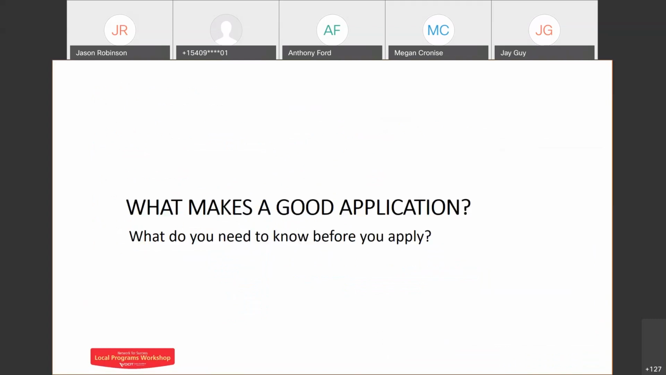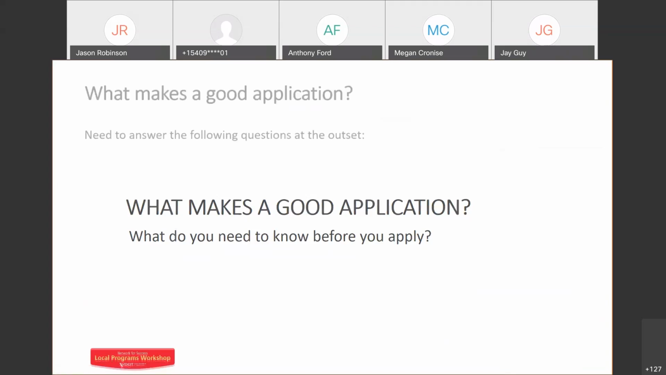What makes a good application? So what do you need to know before you actually apply for project funding? I'll go ahead and post those poll results up, and it looks like we've got a pretty solid across the board. Everybody's going to attempt moving forward to use many, if not all, of these different strategies that we've shared throughout the day, and obviously that's what we feel makes good applications and gives you a strategic advantage to get funds. So building on that, what makes a good application?